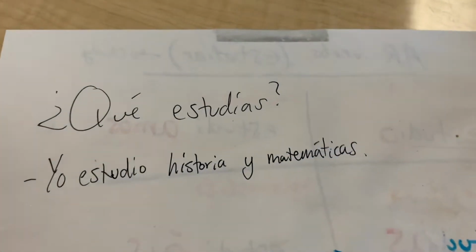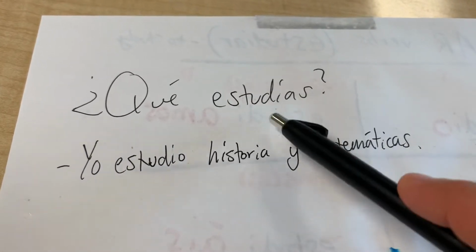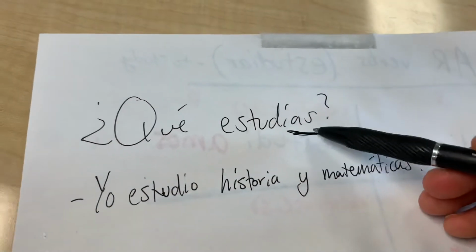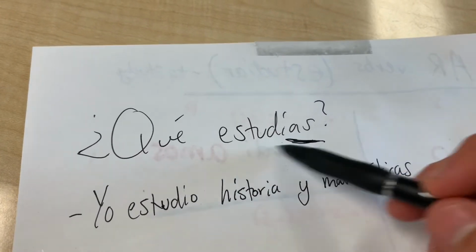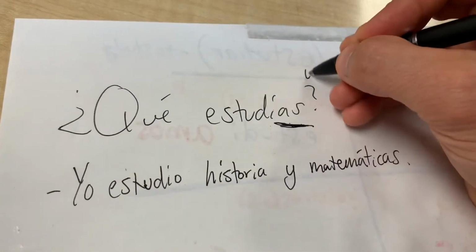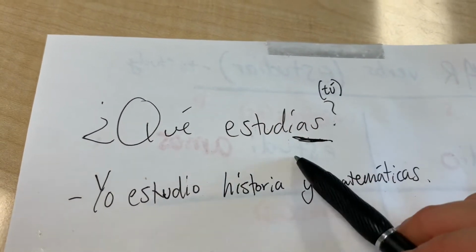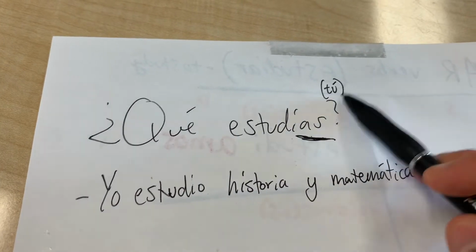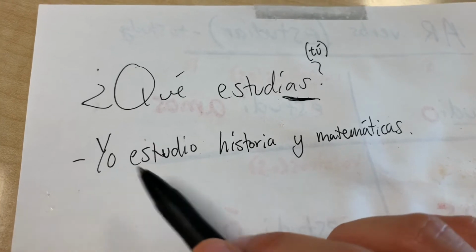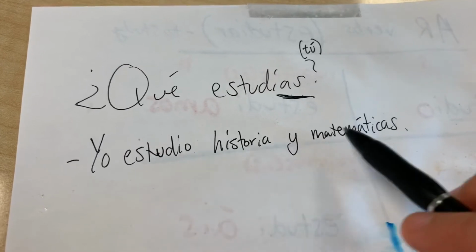All right, so I've just written an example of a question and answer. So, what do you study? ¿Qué estudias? This is the tú form, right? We know because it ends in as. This is an AR verb, estudiar, conjugated in the tú form. Now, I could, technically, write in parentheses up here, tú, because I'm asking tú. ¿Qué estudias tú? Yo estudio, I am studying historia y matemáticas.